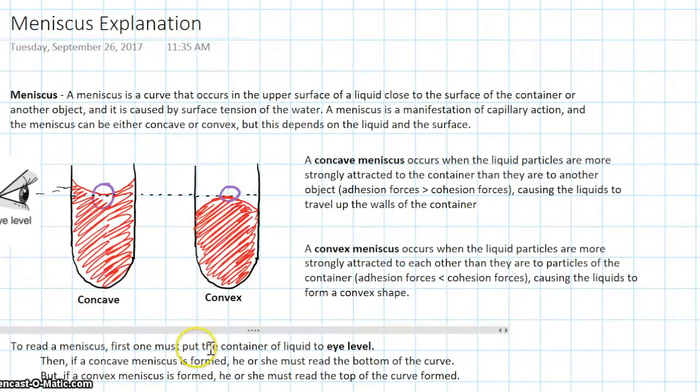To read a meniscus, we must first put the container of the liquid towards eye level, and then if there's a concave meniscus, we must read the bottom of the curve, but if there's a convex meniscus, we must read the top of the curve.